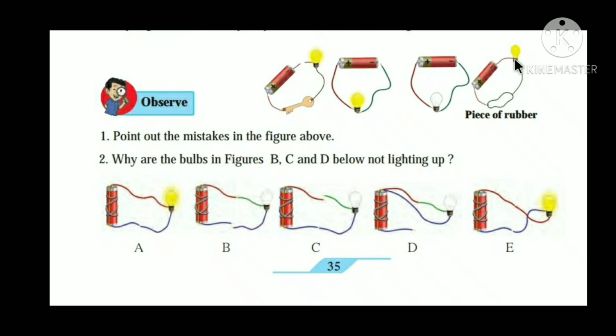These are the mistakes. Then why are the bulbs in figures B, C and D below not lighting up? See, here the circuit is not completed in figure B, so the bulb is not lighted. Then in figure C also the circuit is not completed, and in figure D both the wires are connected at one pole of the cell, so the circuit is not completed and the bulb is off.